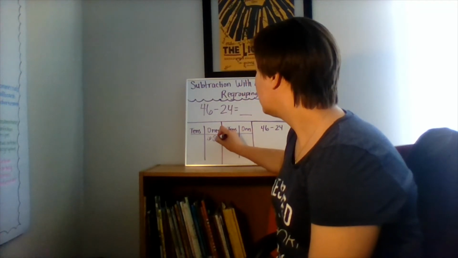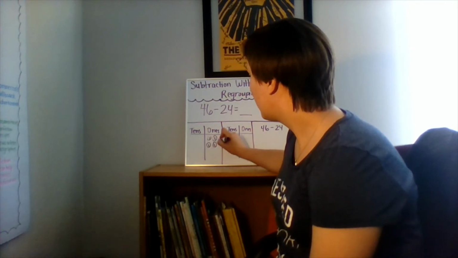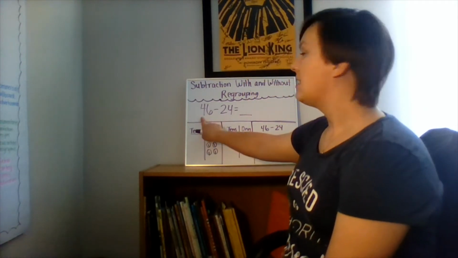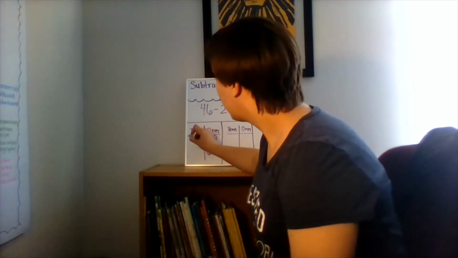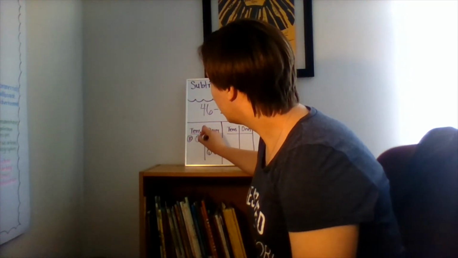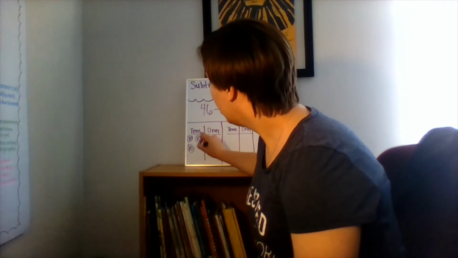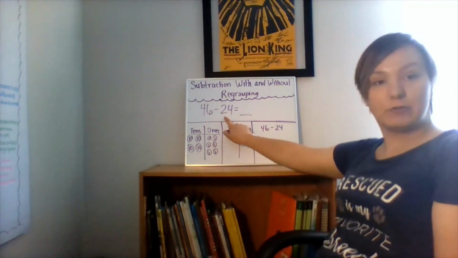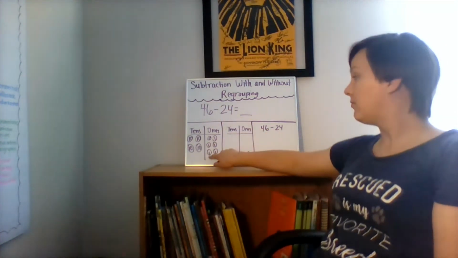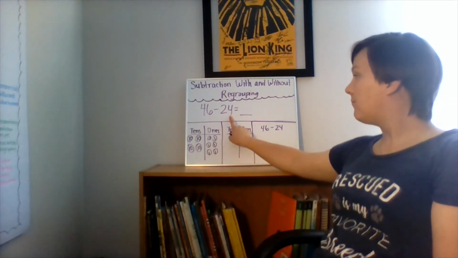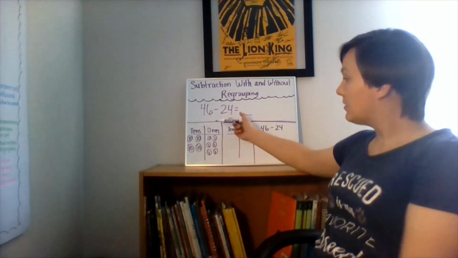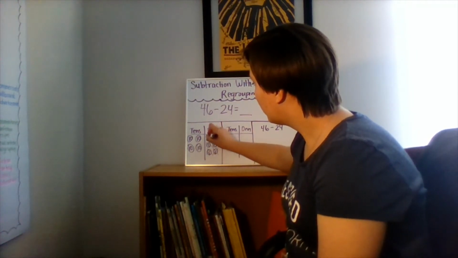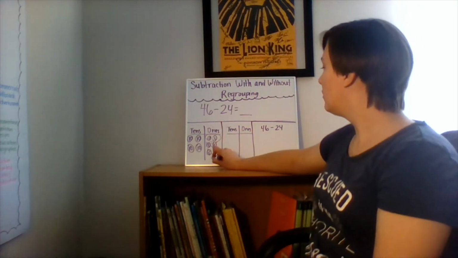1, 2, 3, 4, 5, 6. I then have 4 tens that I need to draw out, and I'm going to label them as such. 10, 20, 30, 40. Because I'm subtracting, I don't need to draw out 24. I just need to take away from 46. So I have 4 ones that I need to take away from 6. So I'm going to cross out 4 ones. 1, 2, 3, 4. That leaves me with 2 ones.